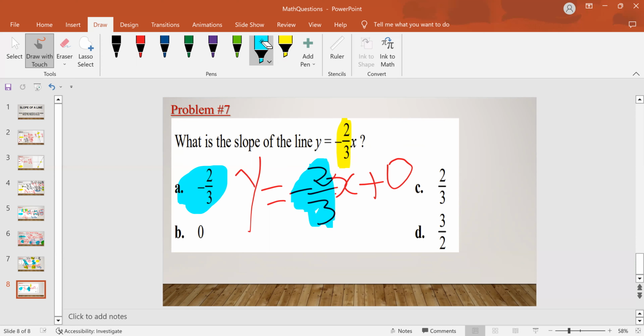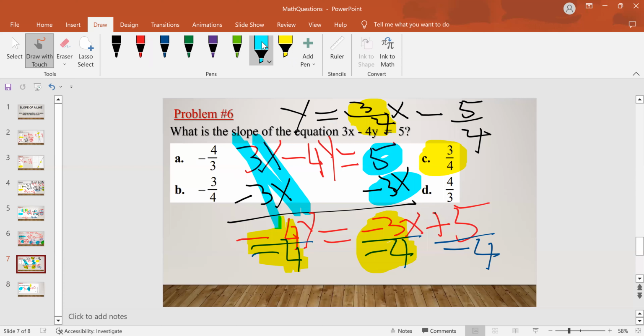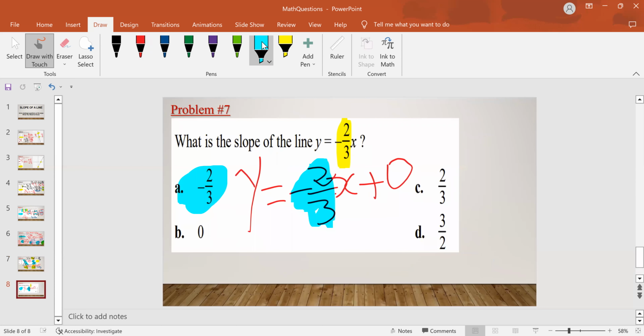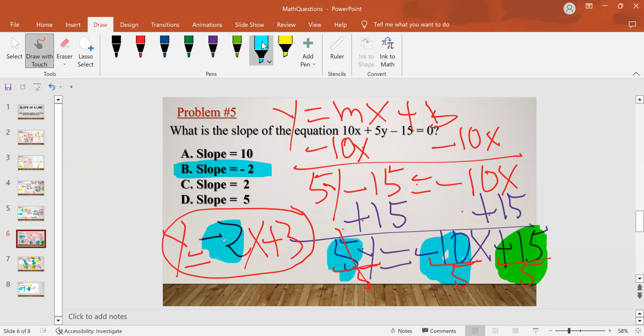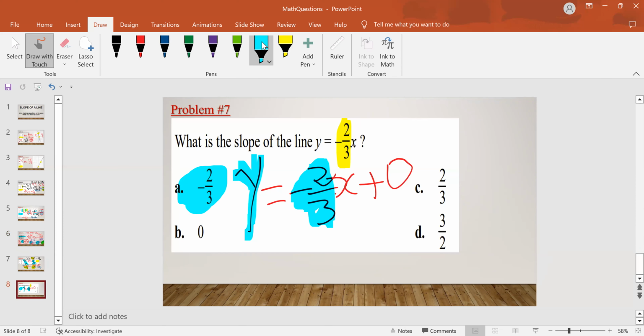You're going to ask me why we didn't do all the steps we did before, and just wrote the slope here as negative 2 over 3. The answer is that in this equation they already solved for y. We have y alone. In the previous questions we didn't have y alone, which is the reason we solved for y. So if you have y alone equals something, the slope is just that number in front of the x.